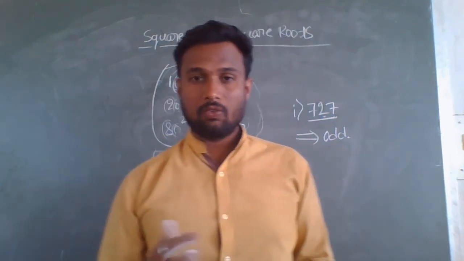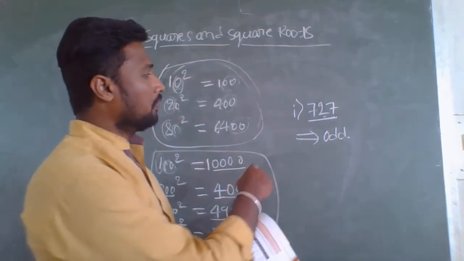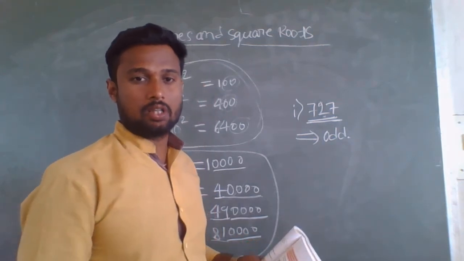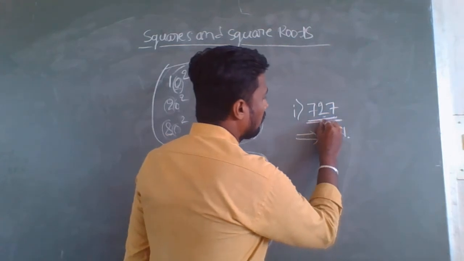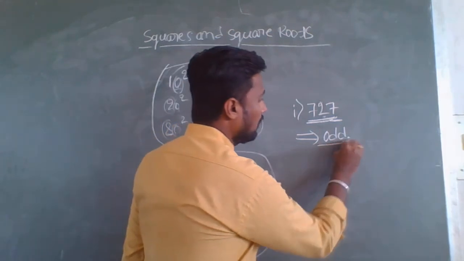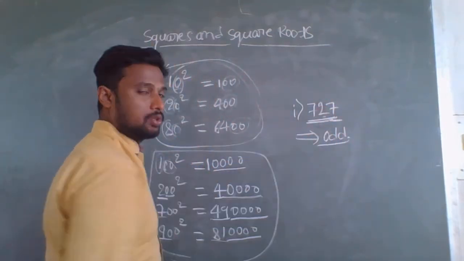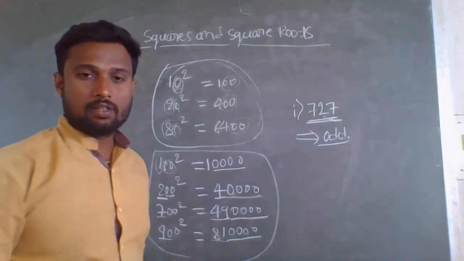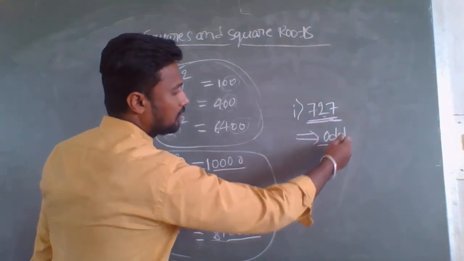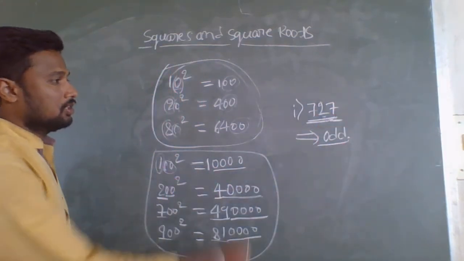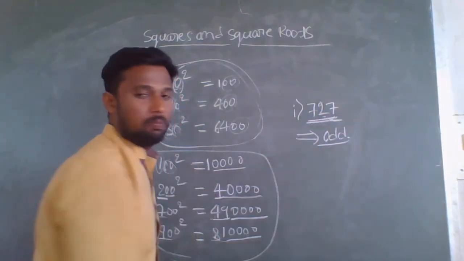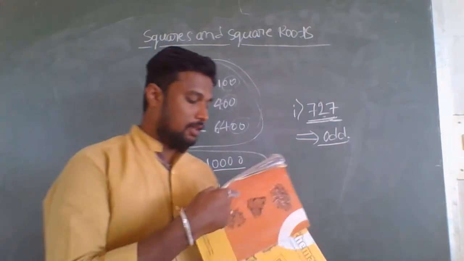So what we got to know is that when we consider the square value of any odd number, that value will be an odd number only. Therefore here you should write: the square value of 727 is odd, because the square value of any odd number is an odd number only. Okay, like this only.